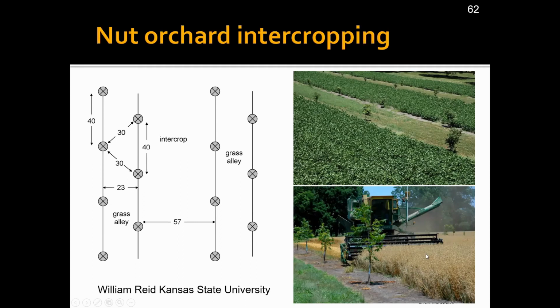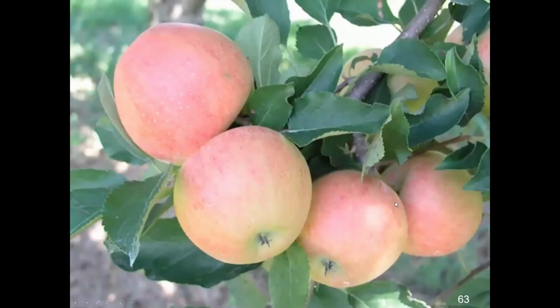Or I don't know what kind of crop that is. Right, so that's an option. You can do the grid arrangement, but you can also start thinking about intercropping if you don't want to wait for the crop to become viable, sorry.